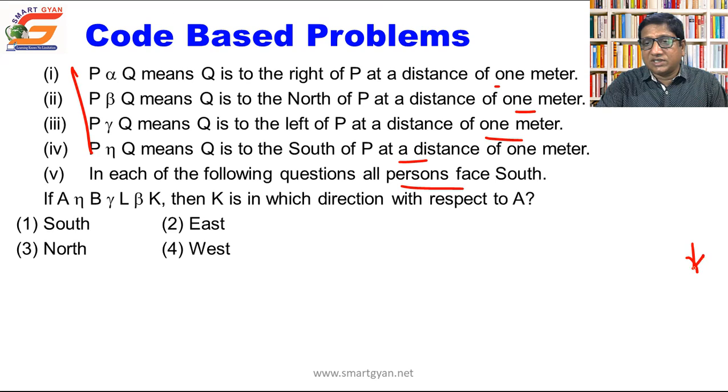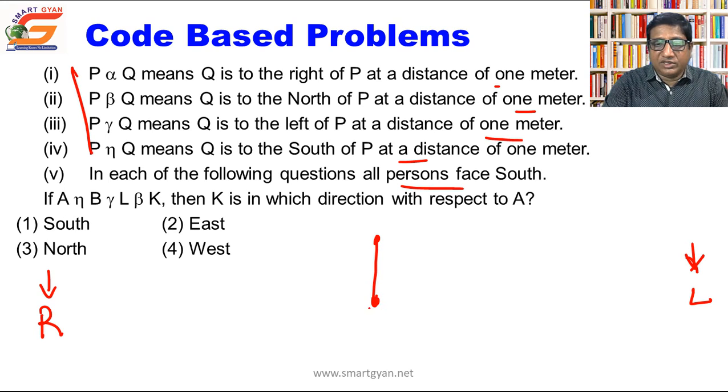They all facing south means this side will be their left, and this western side will be their right. So if you take the first one, A eta B means B is to the south of A. Suppose here is A, then this will be B, and the distance is 1 meter.